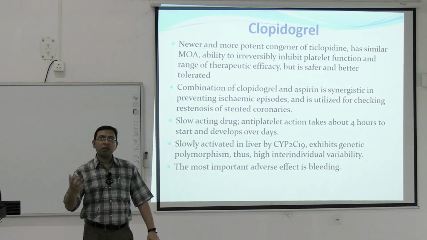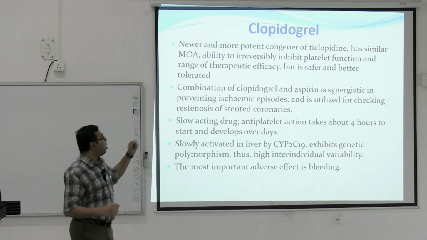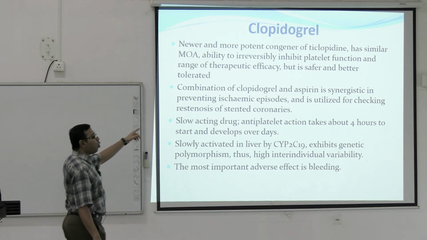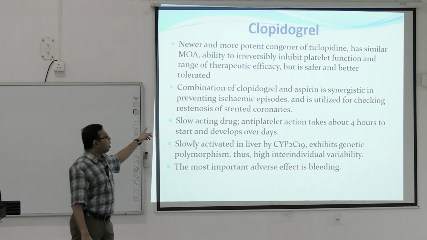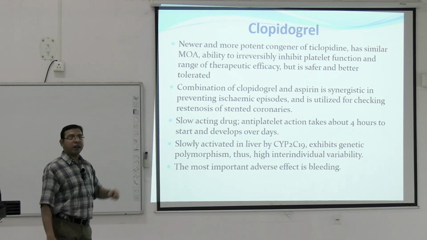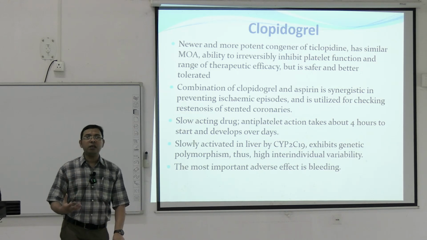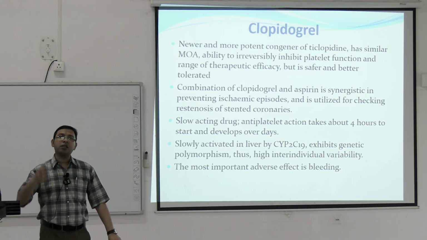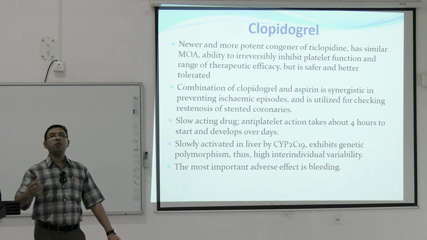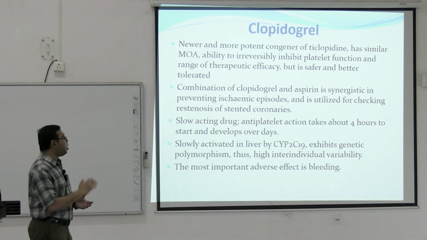Ticlopidine is the previous one, but they have different types of adverse effects. That's why clopidogrel is more commonly used. This is safer and better tolerated. The combination of clopidogrel and aspirin is synergistic in preventing ischemic episodes and is utilized for checking restenosis of the stented coronaries. So in all these cases, if there is ischemic heart disease, ischemic episodes, myocardial infarction, history of myocardial infarction, or the myocardial infarction has been treated with stenting, in all these cases we have to use this for a long period of time.